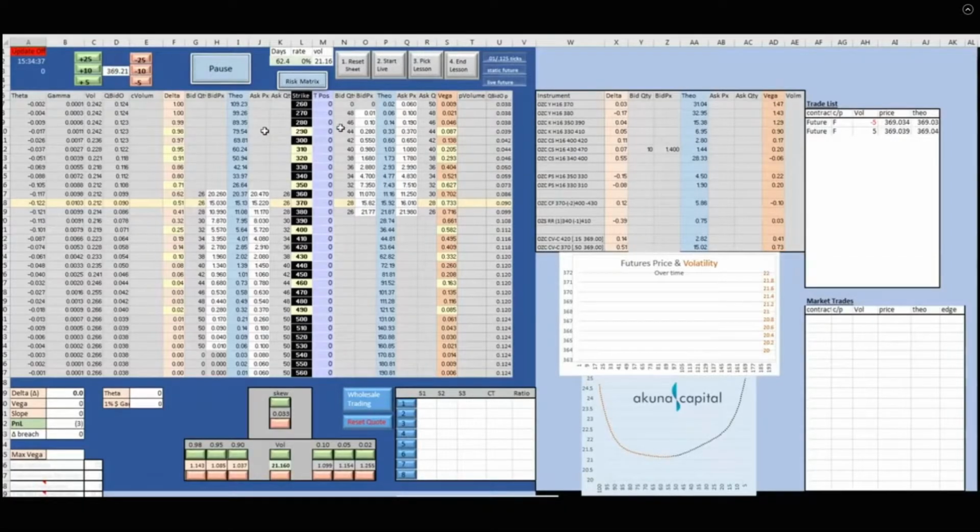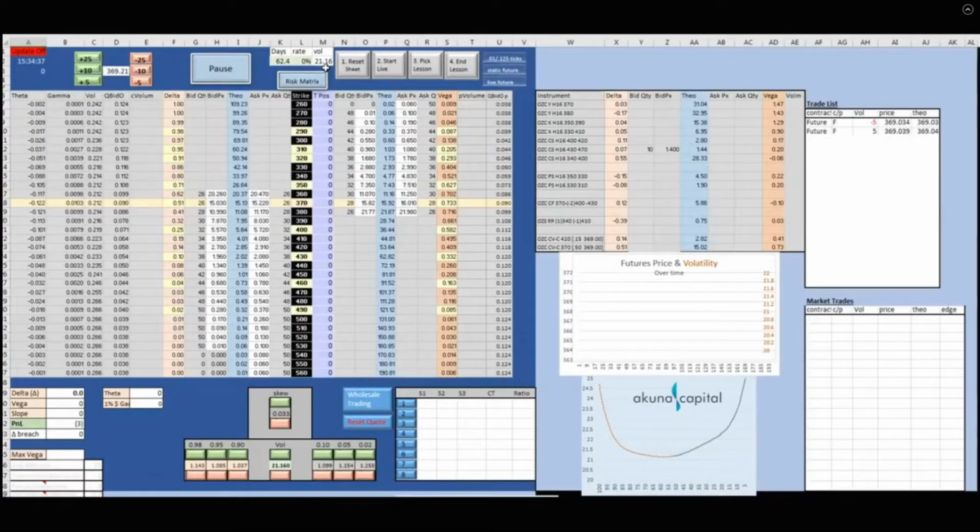We also have the ability to change the days, the trading days. At this juncture, we have 62.4, so we're 40% of the way through a trading day. The interest rate is used, and this volatility will be the volatility that we've changed down here, and it's just reflected up top as well.